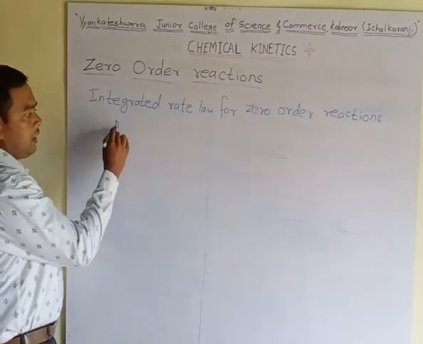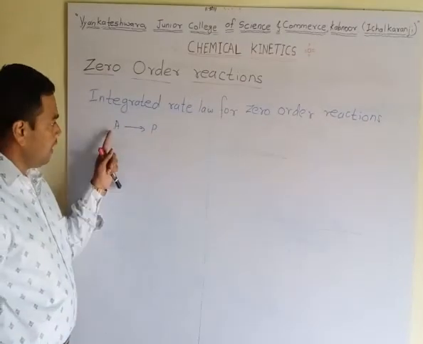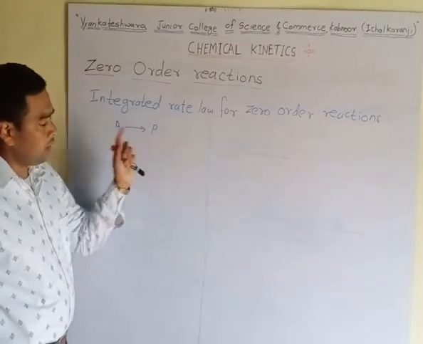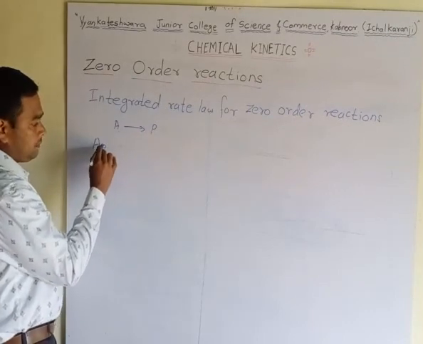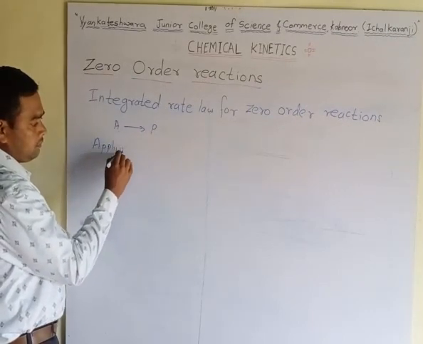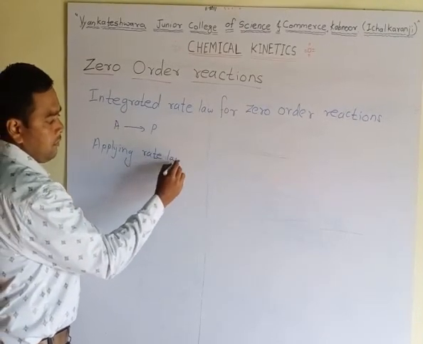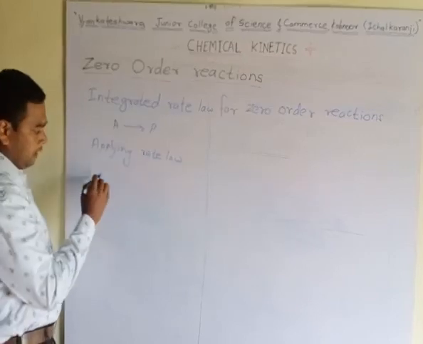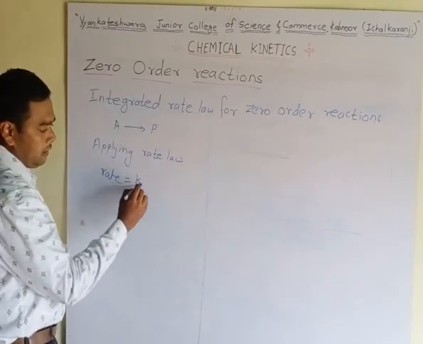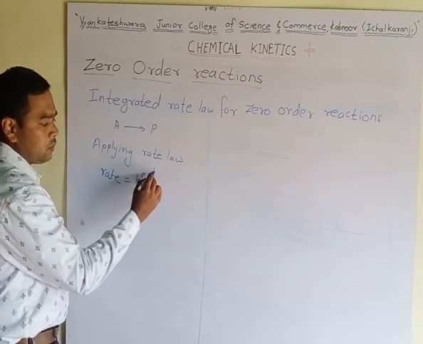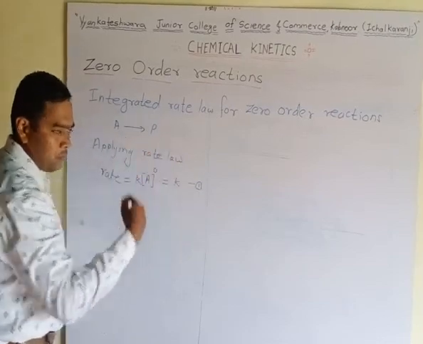Consider a reaction A to product P. This is a general reaction. Reactant is A and product is P. Therefore, applying the rate law to this reaction, rate is equal to K into concentration of A raised to 0. This is equal to K. This is equation number 1.